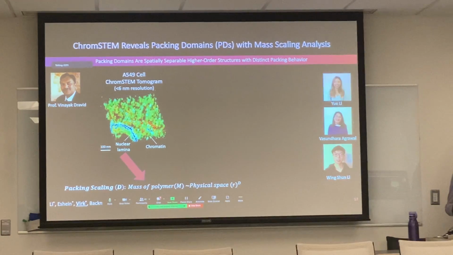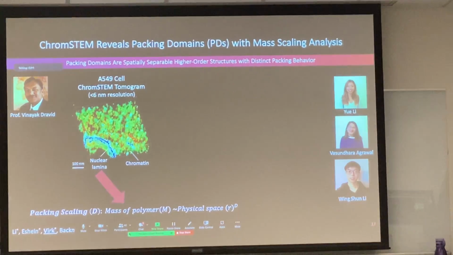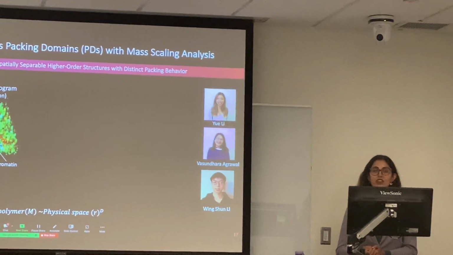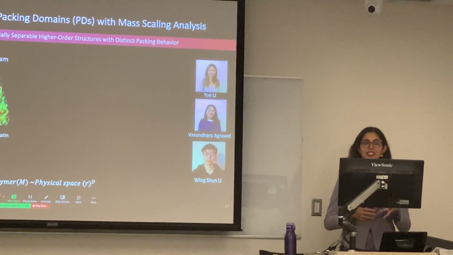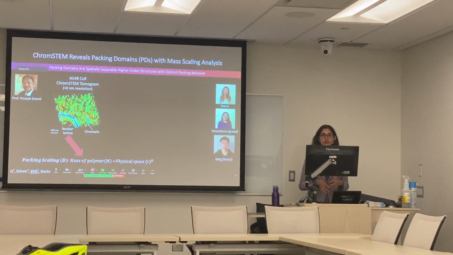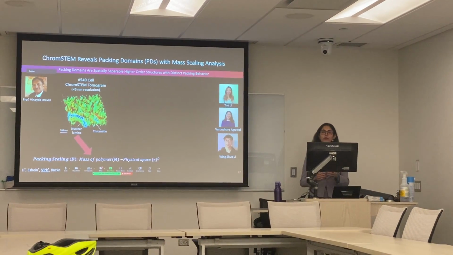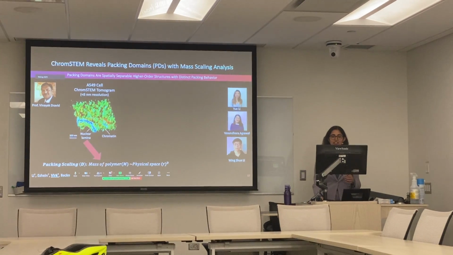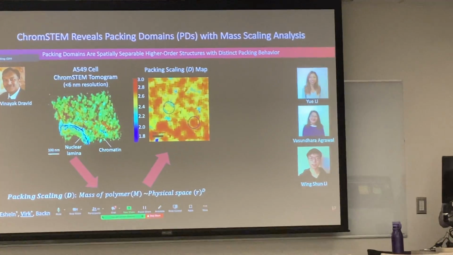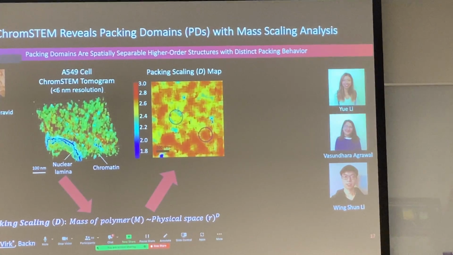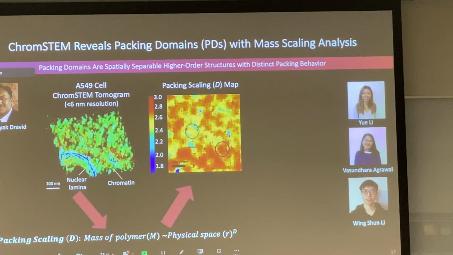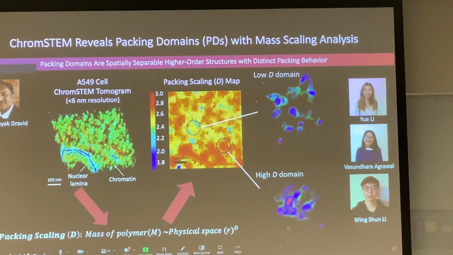So this allows us to get a three-dimensional reconstruction of chromatin density down to less than 6 nanometers of resolution. This is almost down to the level of a DNA base pair and much below the resolution of traditional super-resolution techniques. So performing this packing scaling analysis on ChromSTEM tomograms, we are able to distinguish these packing domains, each of which have the same statistical packing behavior within them.